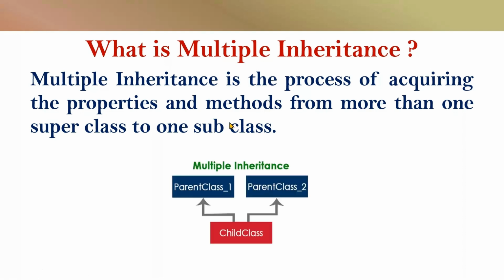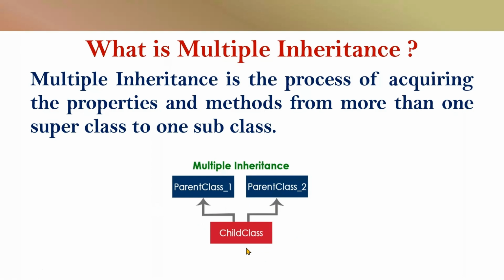Now if you can see this diagram, two parent classes and one child class. So minimum two, and it could be n number, but all the features need to be derived into one subclass. Then that is called multiple inheritance.